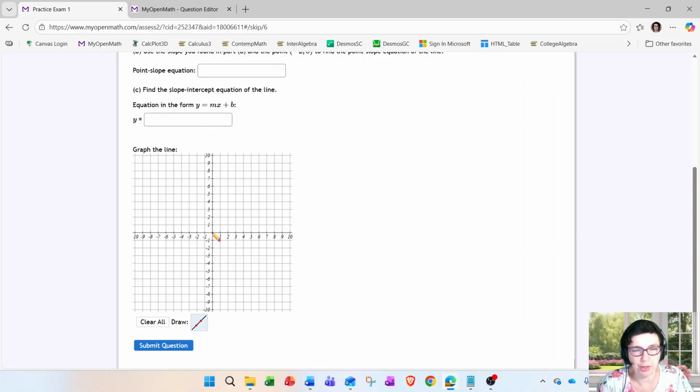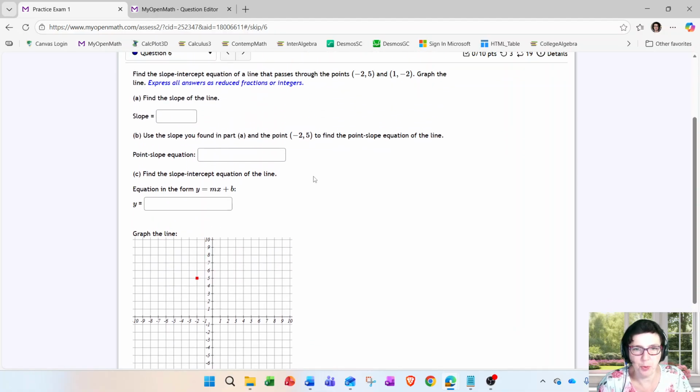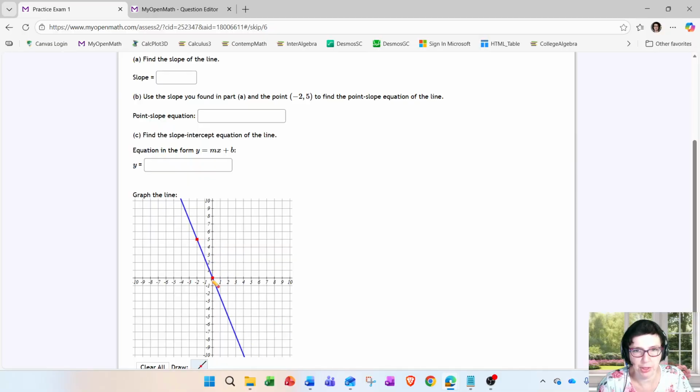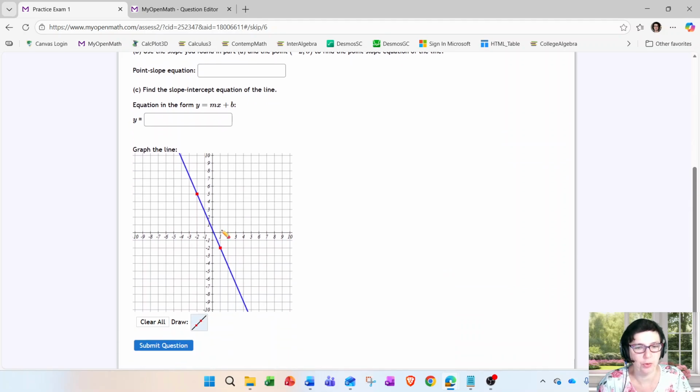So I'm going to start at the origin. I'm going to go 2 to the left and 5 up. And that's my first point. The second point is 1, negative 2. So starting at the origin, I'm going to go 1 to the right and 2 down. And that's how I get 1, negative 2. Okay, so the line is already graphed.